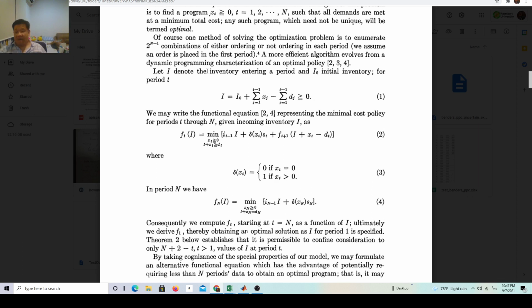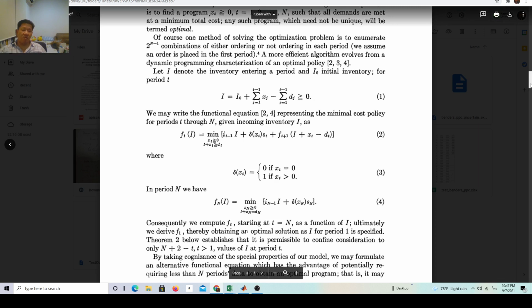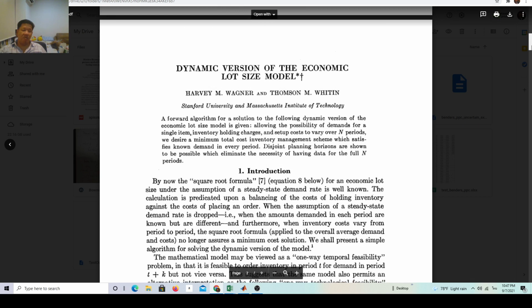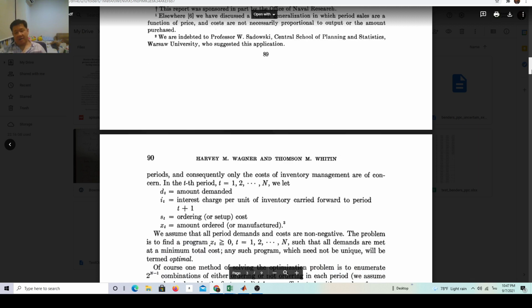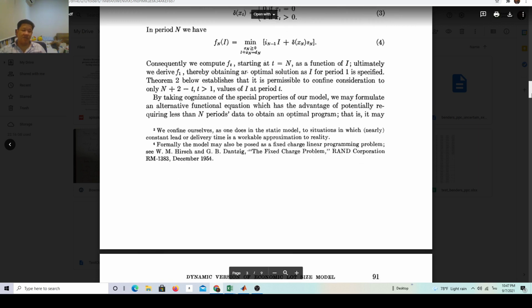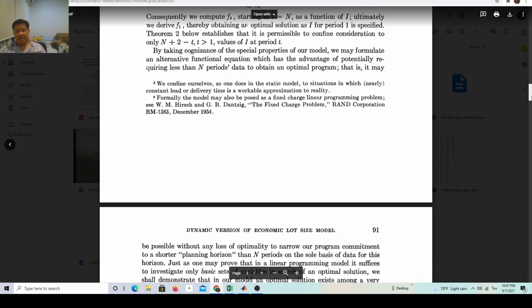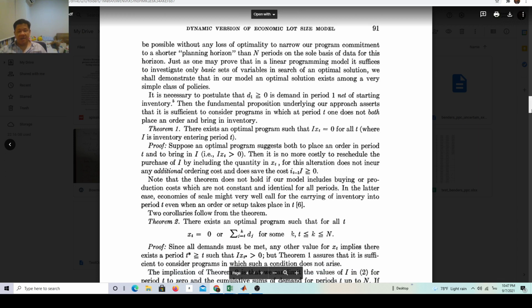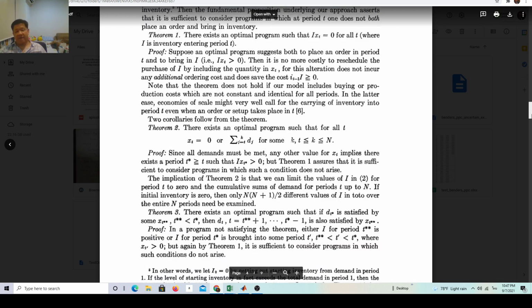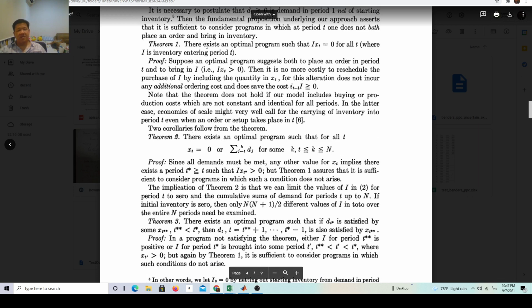So when you develop dynamic programming methodology, you're going to end up having some functional equation. The approach that Wagner and Whitin propose here results in a dynamic programming algorithm, and what's important about this algorithm is that they developed some very important theorems. There are 4 theorems contained in this paper. Theorem 1: there exists an optimal program, which is an optimal solution, such that I of x_t, the inventory, is equal to 0 for all t, where I is inventory entering period t.